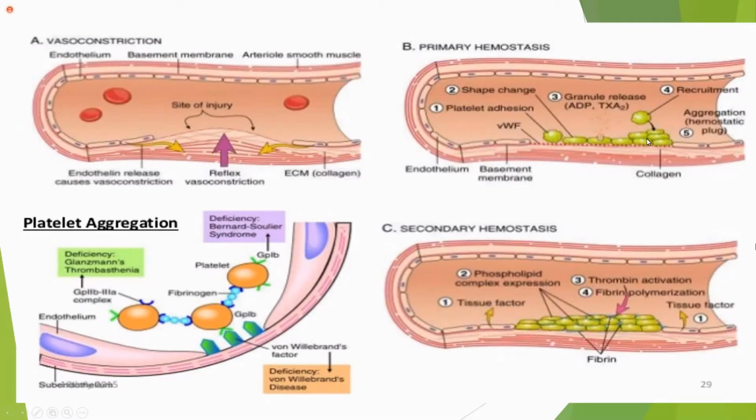And once the platelets are activated, there is exposure of the glycoprotein 2B3 receptor, which binds the fibrinogen, and this fibrinogen leads to the formation of a hemostatic plug or the platelet plug. This is the platelet aggregation. You can see here the platelet aggregation. These platelets are activated, and this fibrinogen acts as a glue to bind the different platelets.